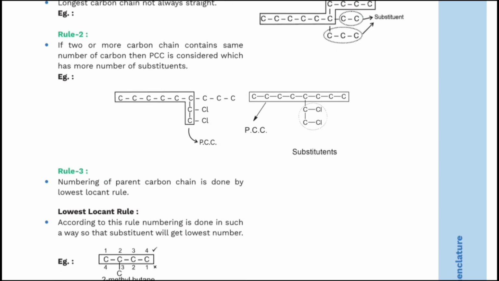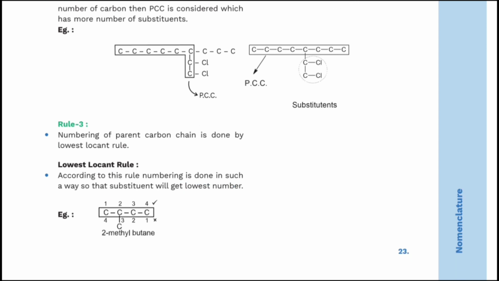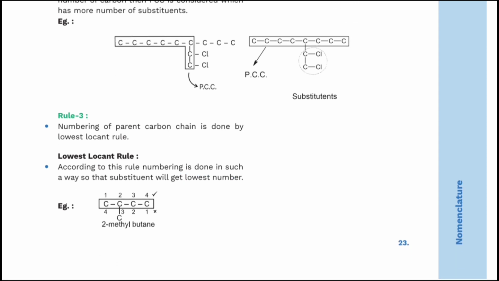Numbering of the parent carbon chain is done by the lowest locant rule. What is the lowest locant rule? According to this rule, numbering is done in such a way that the substituent will get the lowest number. You can see here, if we start numbering from this side, 1, 2, 3 and 4, the methyl on this carbon will get number 3. But if we count from this side, 1, 2, 3, 4, it will get 2. So the lowest number is preferred, and we will count the chain from this side. So this is 2-methylbutane.